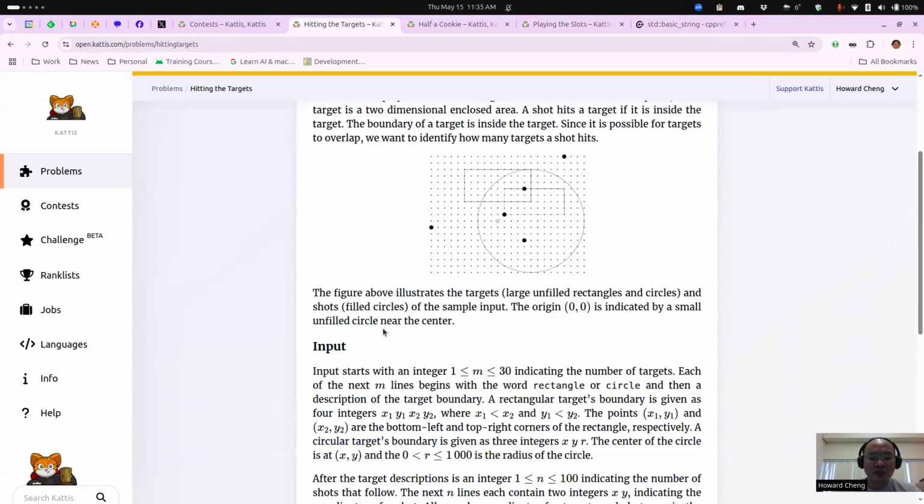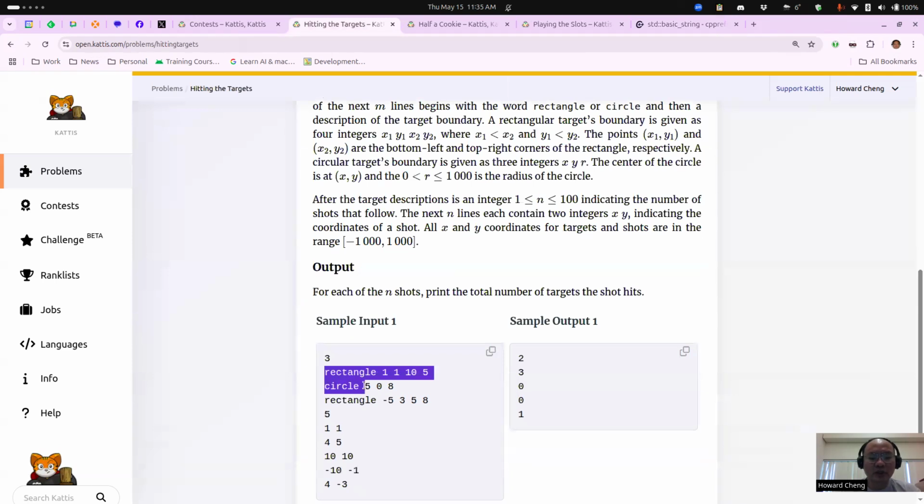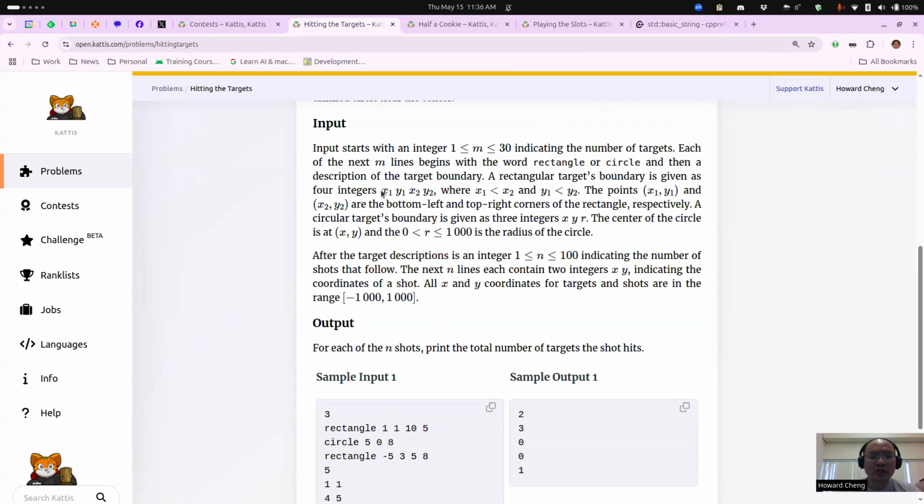Basically, you're given a bunch of shapes, either rectangles or circles. If it's a rectangle, the description is the two corners, x1, y1, and x2, y2, and they guarantee that x1 is less than x2, y1 is less than y2. If it's a circle, you have the center at x, y, and then a radius between 0 and 1,000. And the important thing is that everything's integers.